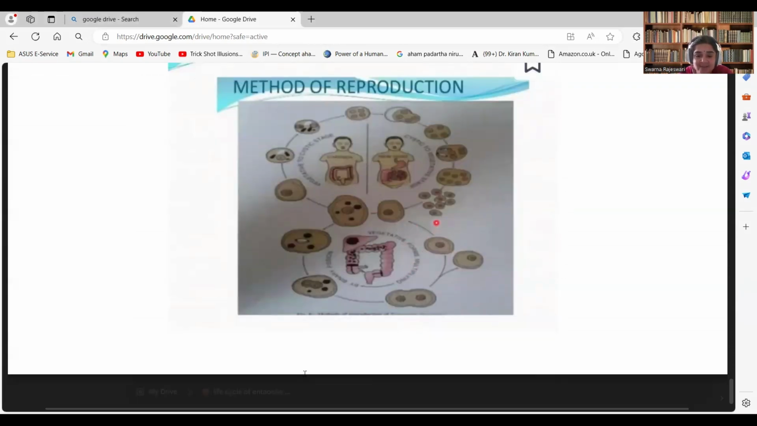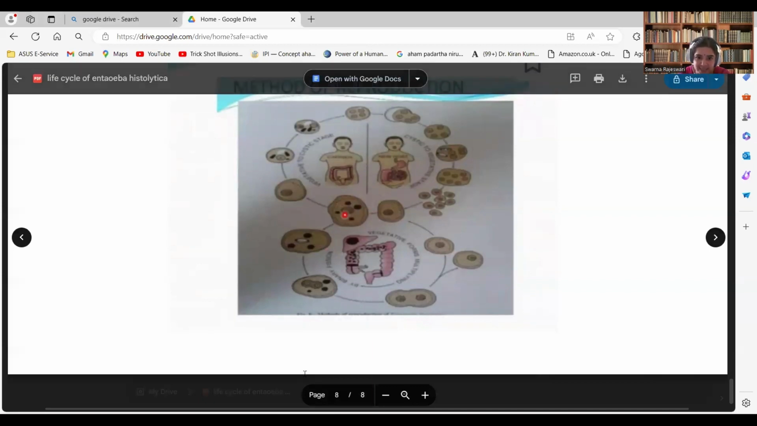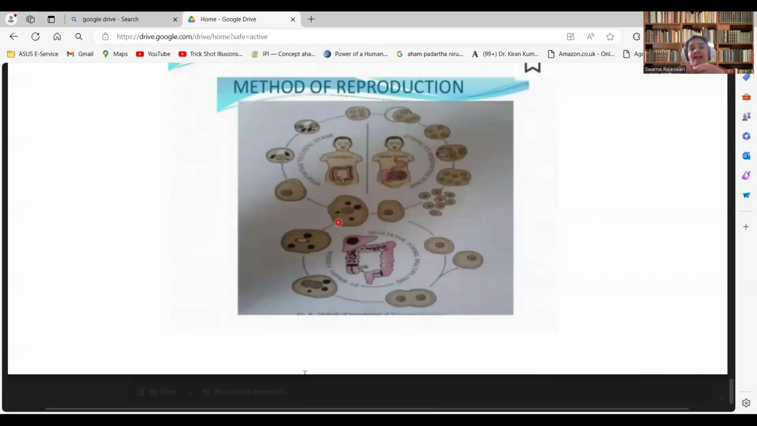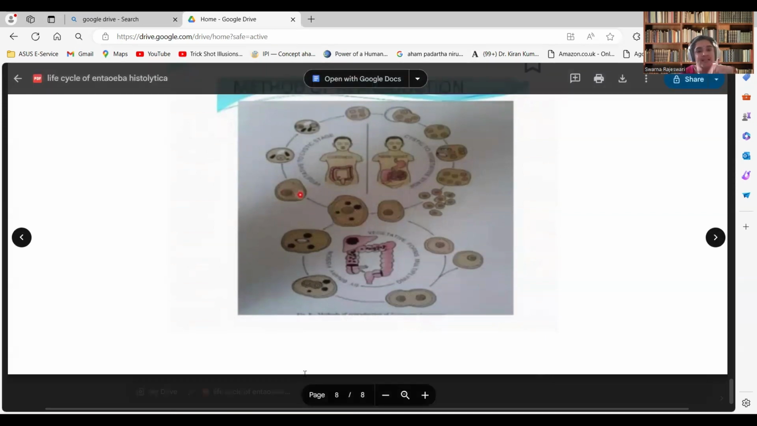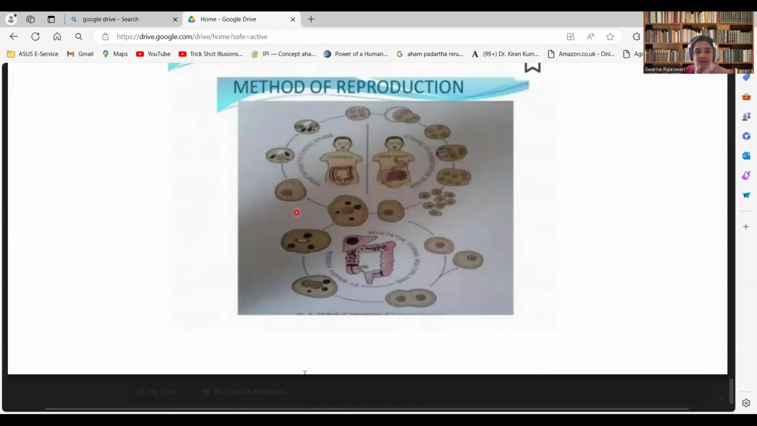Entamoeba histolytica, as we have seen, occurs in three forms: trophozoite, precystic, and cystic form, and the cystic form develops into the tetranucleate cyst. These tetranucleate cysts come out of the man along with the fecal matter and stay in the soil. When man takes contaminated food and water, this tetranucleate cyst is swallowed along with the food and water.